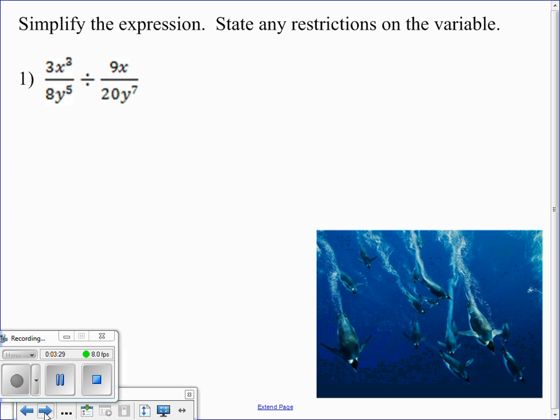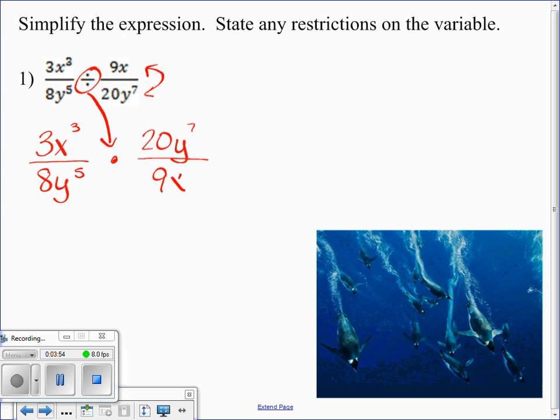Gotcha. All right, so here we go, guys. Number 1, it's division. So what's the first thing you do when you see a division problem? Flip it. Keep, change, flip, you crazy people. So the first one's going to stay the same. We're going to change the division sign to multiply. And then you flip that second fraction over. 20y to the 7th is now on top, 9x now on the bottom. And now we can practice exactly what we learned yesterday. Keep, change, flip.